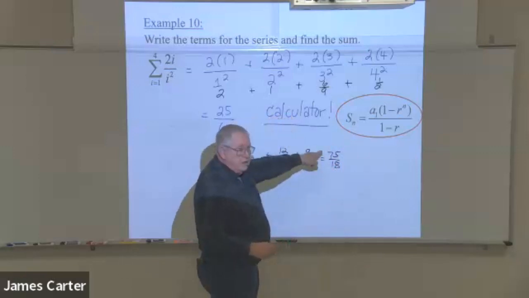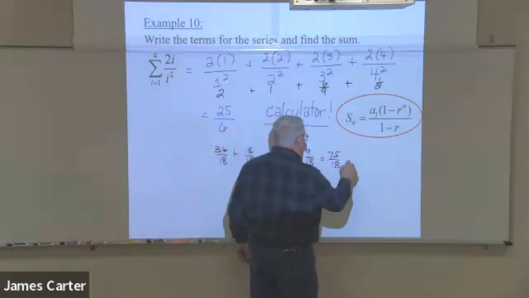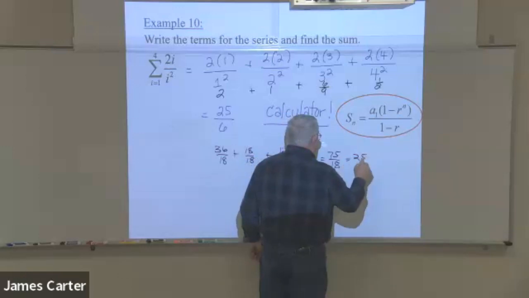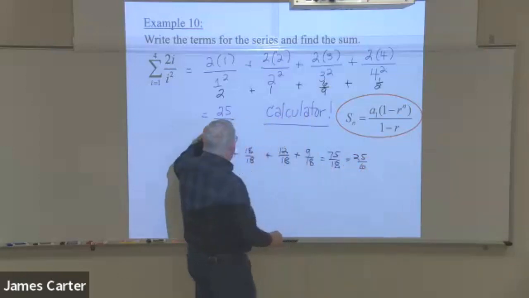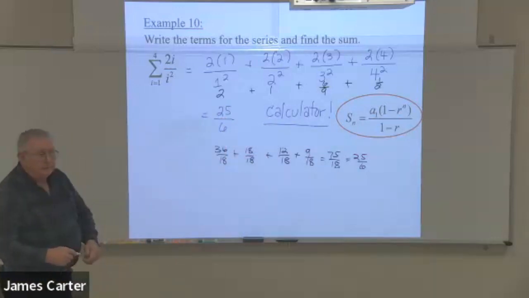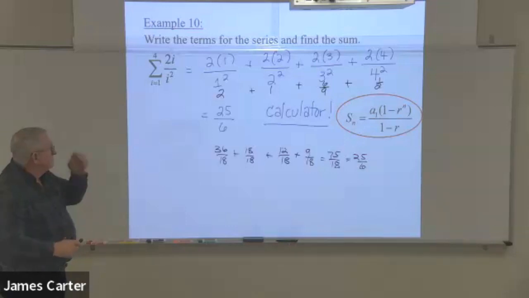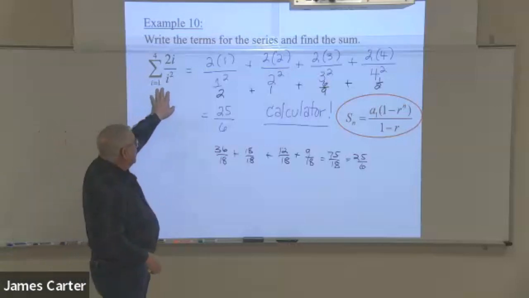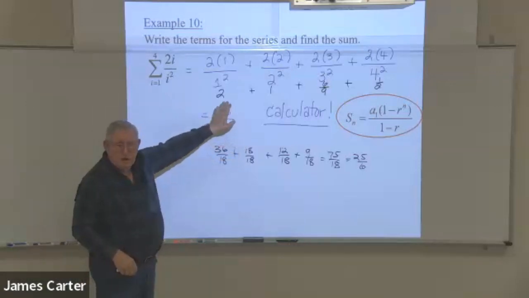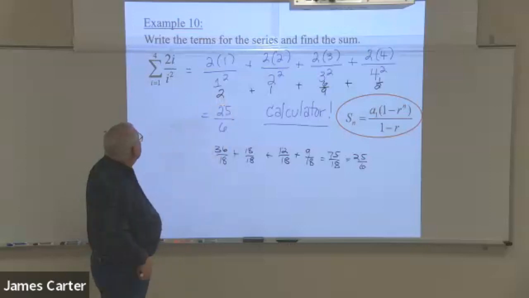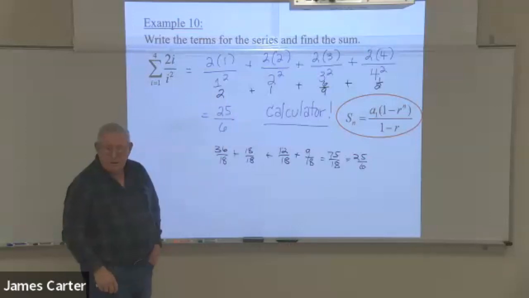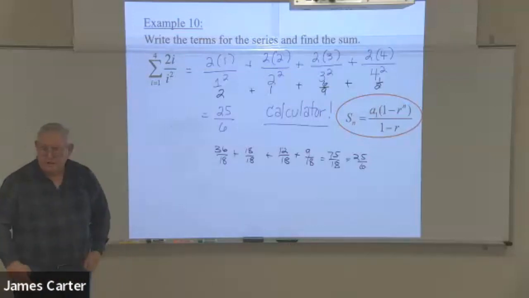Okay, 3 will go into both of those numbers. Now, have you put that into the calculator? Well, you can try it if you want to. Go ahead and try it and see what you get. You got 25 over 6.